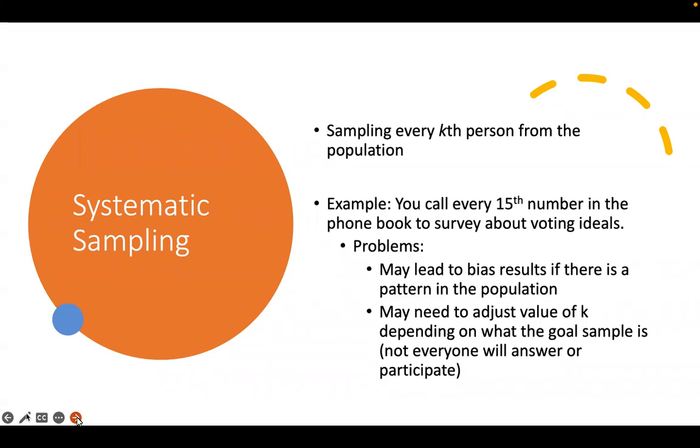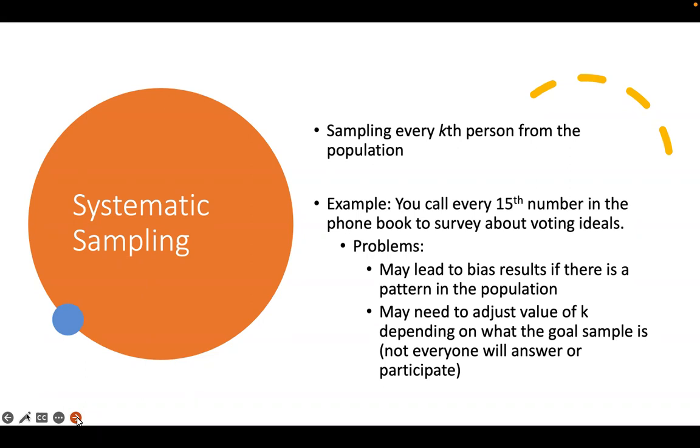So for example, you call every 15th number in the phone book to survey about voting ideals, right? So every 15th. Now, the problem is this could lead to bias. If there's a pattern in the population, you don't know that ahead of time, right? If you're talking to every 15th person, maybe every 15th person is named Sam and they all have the same feelings. I mean, you don't know. But you really don't know what kind of representation you are getting with this. So again, you could be over or under representing certain groups because you're just talking to every 15th person.